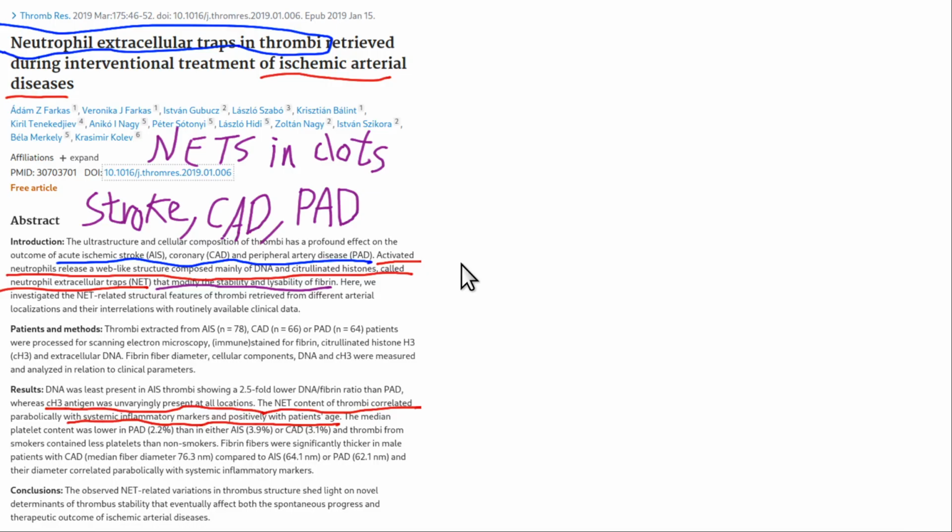High-fat diets also lead to increased activation of neutrophils. That's another reason why you want to avoid those high-fat diets. Neutrophil extracellular traps. That's what NET means. NET means neutrophil extracellular trap.